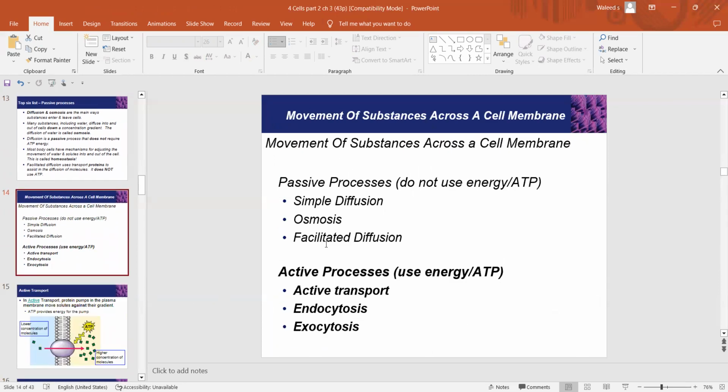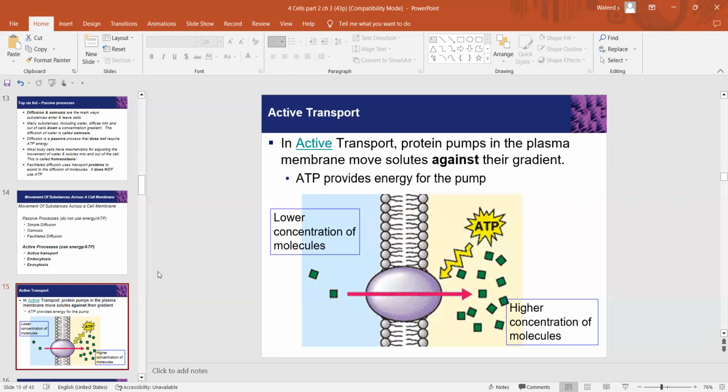So we talked about the three passive ones, and now the active ones: active transport, plus endocytosis and exocytosis. It's called active, so you cannot be confused. Active obviously means you need energy. Why do I need energy? Because this time, the opposite of what we talked about before, you're moving against the concentration gradient.